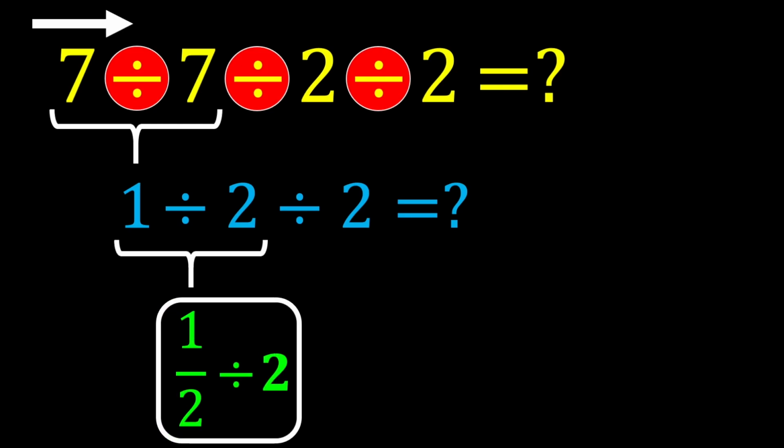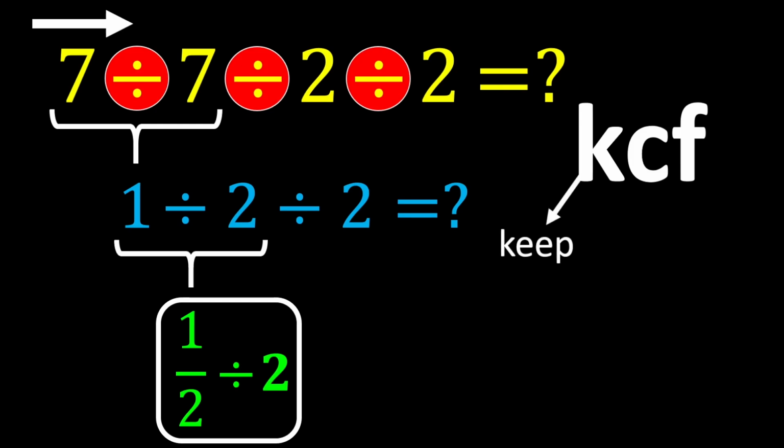To solve this division, we use the KCF rule. This rule is a simple method for dividing fractions. In this rule, K stands for keep, C stands for change, and F stands for flip. According to this rule, we keep the first fraction as it is, change division to multiplication, and flip the second fraction.